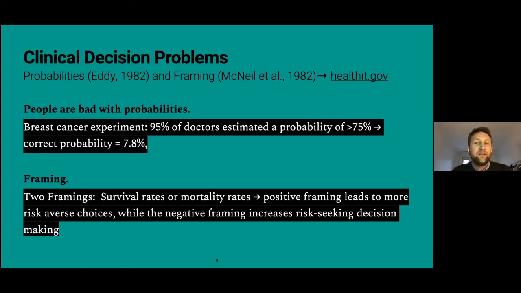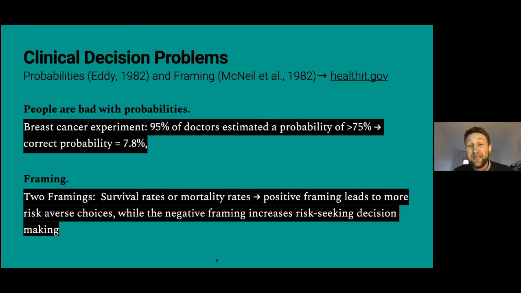So first, assessing probabilities. We know from psychology research that people are generally bad with probabilities, and unfortunately, physicians are no exception. There are classic experiments where, for example, physicians were asked to estimate the probability that a woman has breast cancer, where the true probability was 7.8%. However, in this experiment, the researchers report that 95% of doctors estimated this probability to be greater than 75%, because applying things like Bayes' theorem in your mind is super hard. And therefore, we need to support these kinds of decisions.